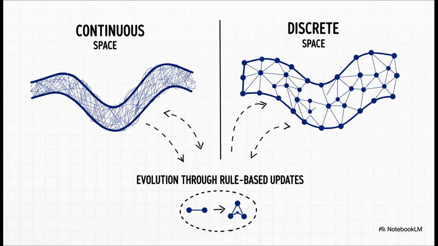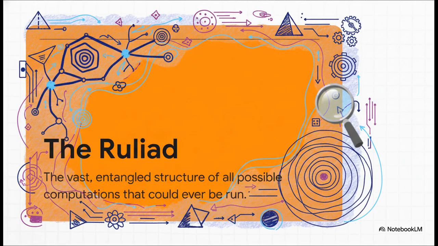This theory suggests it's actually made of a gigantic, but finite number of separate points. You could call them atoms of space. And what we experience as physics is just the network of relationships between these points, updating over and over, step by step, according to some incredibly simple fundamental rule. And this leads us to the ultimate concept, the Ruliad.